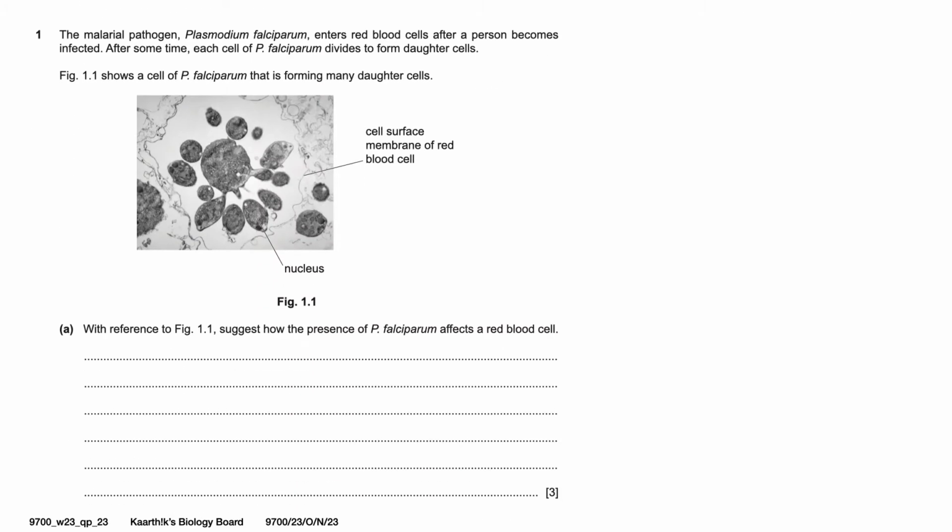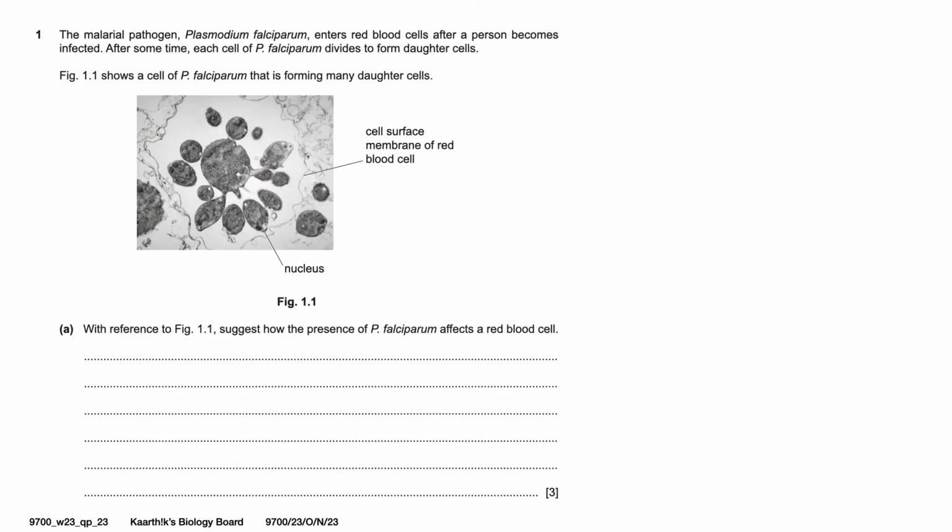So the first question states the malarial pathogen Plasmodium falciparum enters red blood cells after a person becomes infected. After some time, each cell of Plasmodium falciparum divides to form daughter cells, and figure 1.1 shows a cell of Plasmodium falciparum that is forming many daughter cells. From the figure it is clearly seen they have given the information about the cell surface membrane of the red blood cells and the nucleus which is present inside the Plasmodium falciparum, and the daughter cells of Plasmodium falciparum.